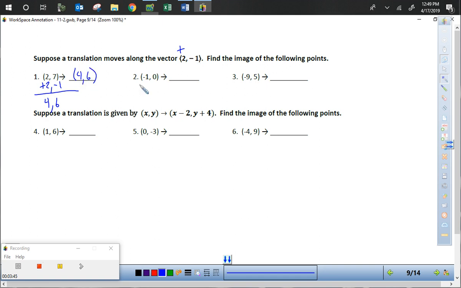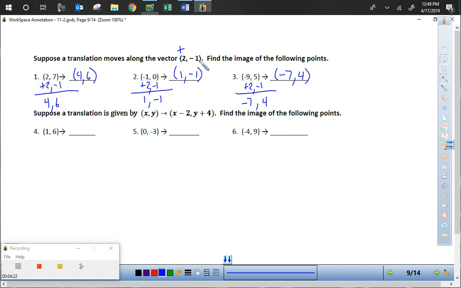Same thing on the next one. The first thing we're doing is adding 2. The second thing we're doing is subtracting 1, and we're going to go straight down. -1 plus 2 is 1. 0 minus 1 is -1. So our point is 1, -1. Last one here. Adding 2 to the first, subtracting 1 to the second. -9 plus 2 is -7, and 5 minus 1 is 4. So we're sitting at -7, 4.